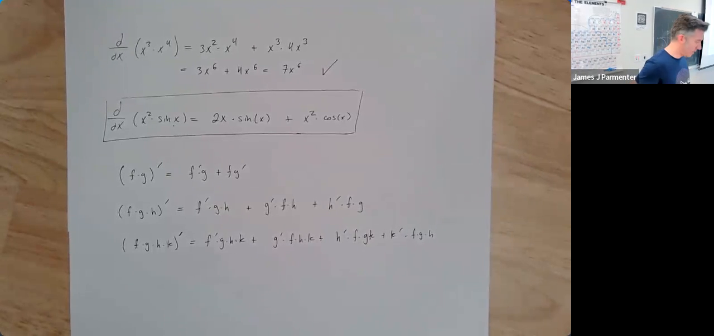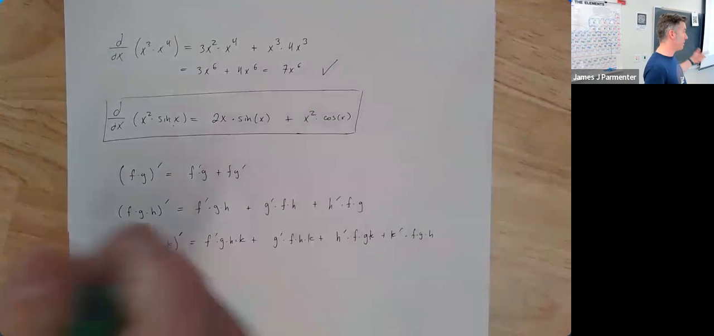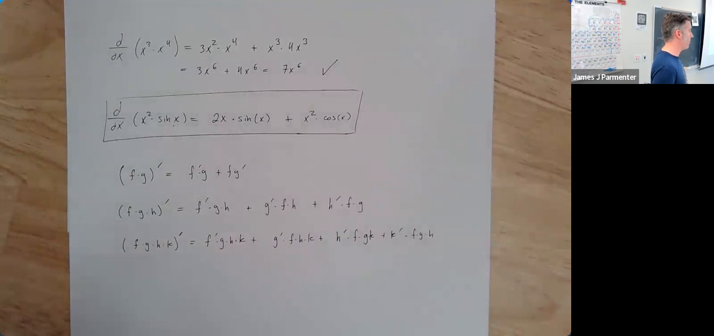All right, and we should stop there because we're actually out of time. Next Tuesday, we'll continue talking about this. We'll talk about the product rule some more. We'll definitely talk about the quotient rule. We'll talk about the chain rule.